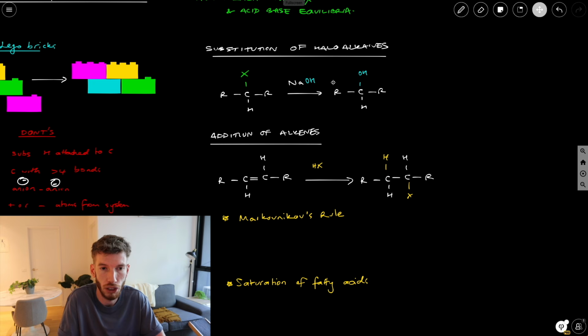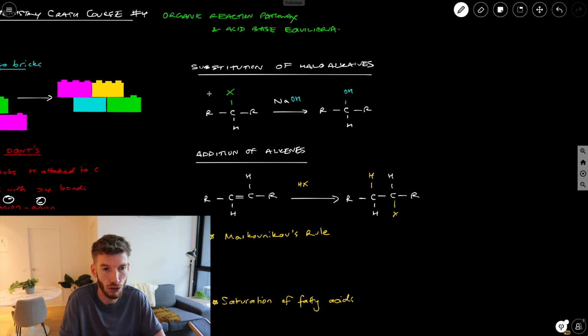So the first is substitution of haloalkanes. A haloalkane is an alkane with a halogen attached. That is your group 17 compounds or atoms. So this would be fluorine, chlorine, bromine, and iodine, right? These are the most common. You'll mostly see chlorine and fluorine being used. And so I've done that there in green.